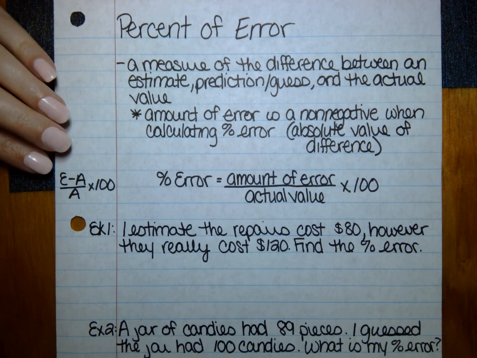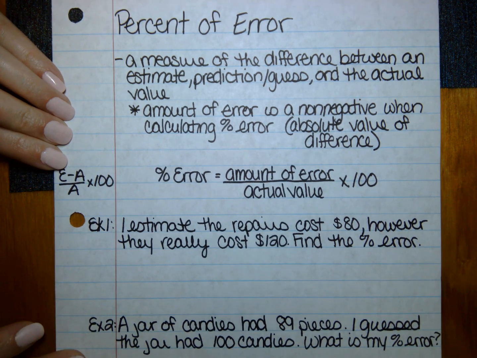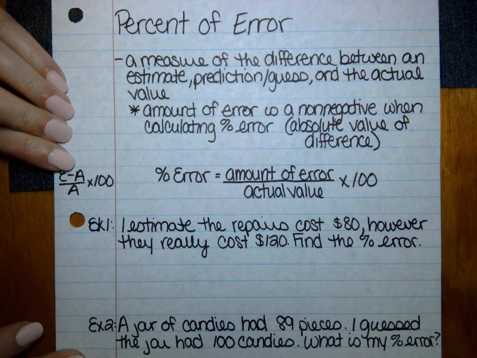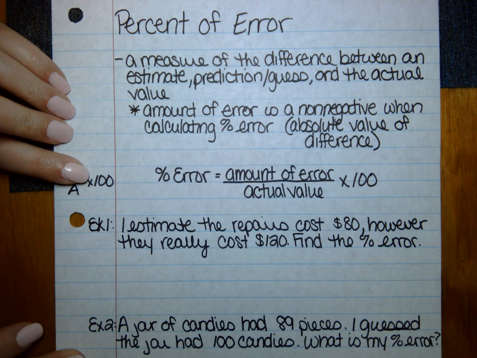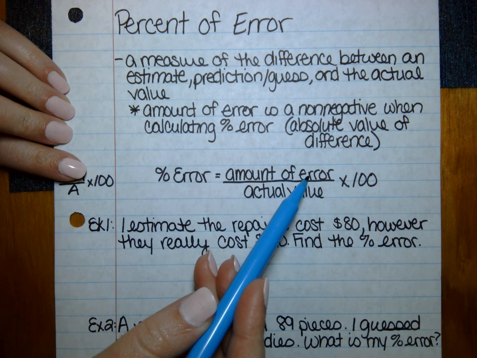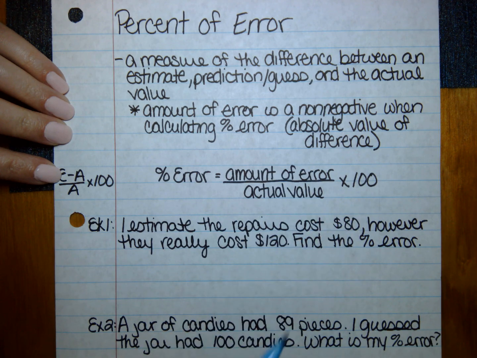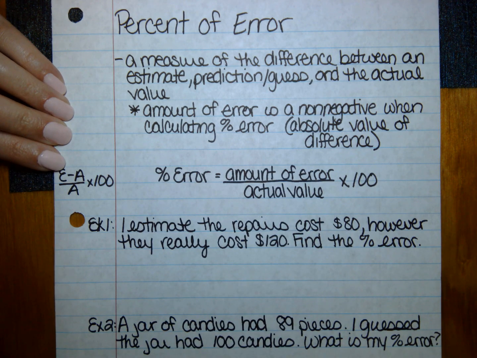So the equation, again, is similar to the one we used for percent of change. It's going to be the estimate minus the actual divided by the actual times 100. So percent error is the amount of error, so the difference of the error, divided by the actual value, and then again times 100 so that you write that decimal as a percentage.